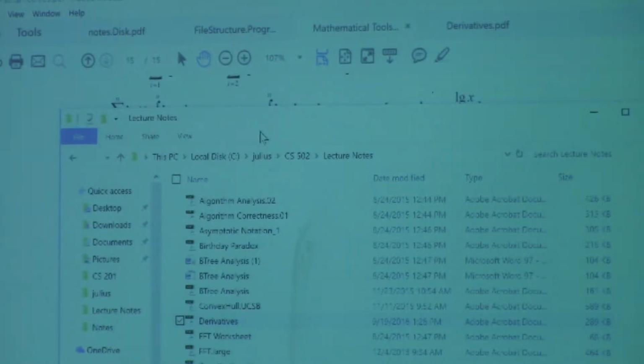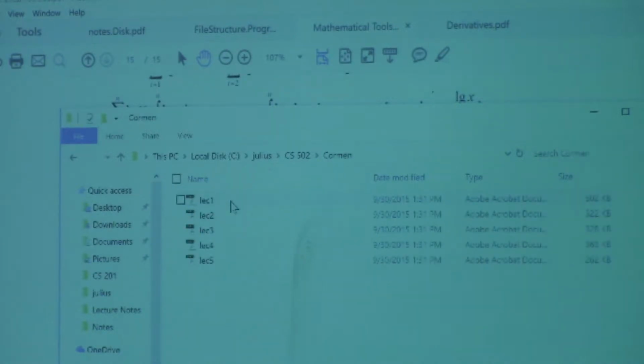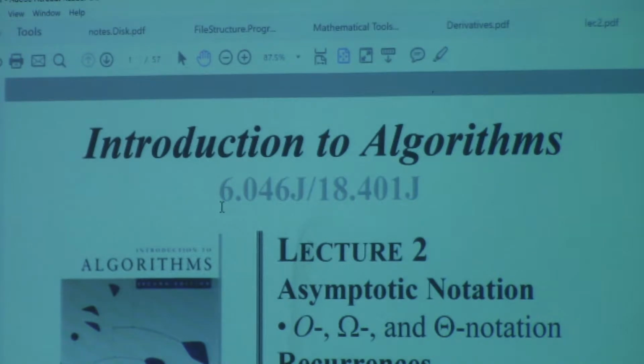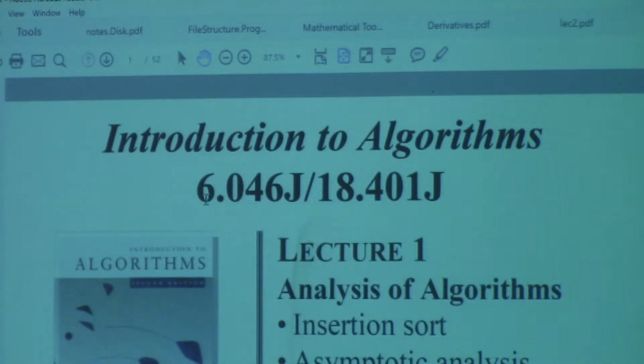I will talk, let's see if I can get to this. These are from the textbook lecture notes, and these are available. I'm going to skip this one right now. I'm going to go to lecture 2.